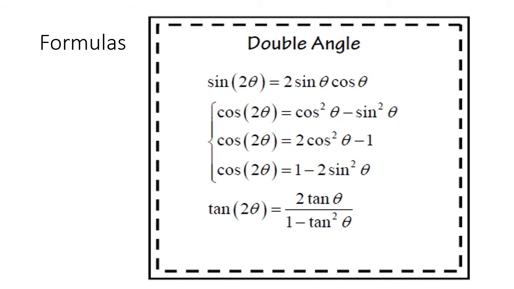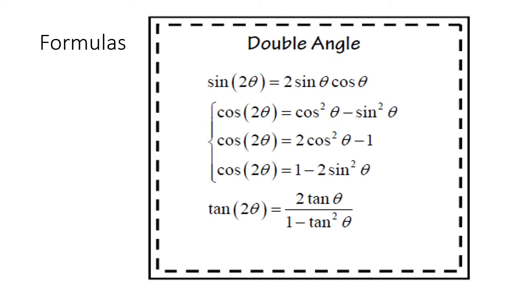Cosine 2 theta is 2 cosine squared theta minus 1. It can also be 1 minus 2 sine squared theta. So although there are three options, they all are the same thing basically. They are all cosine 2 theta. The way you determine which one you're going to use is which one is easiest for you to use at the time.